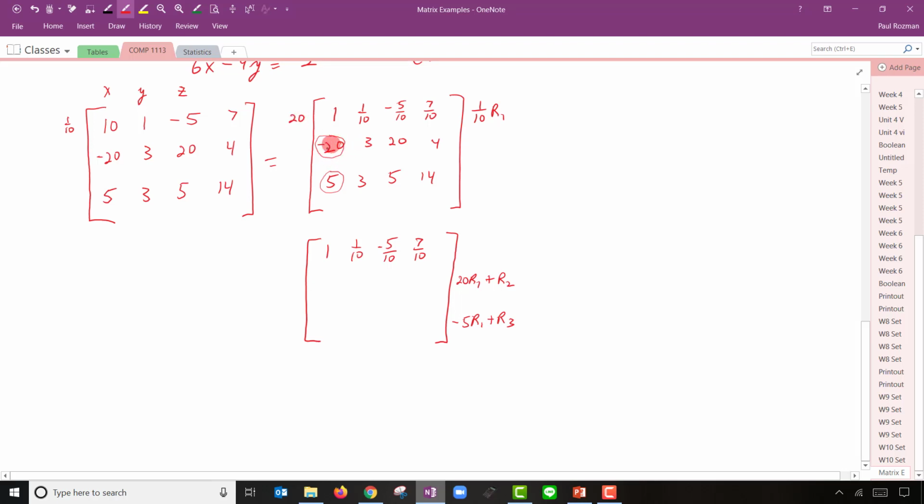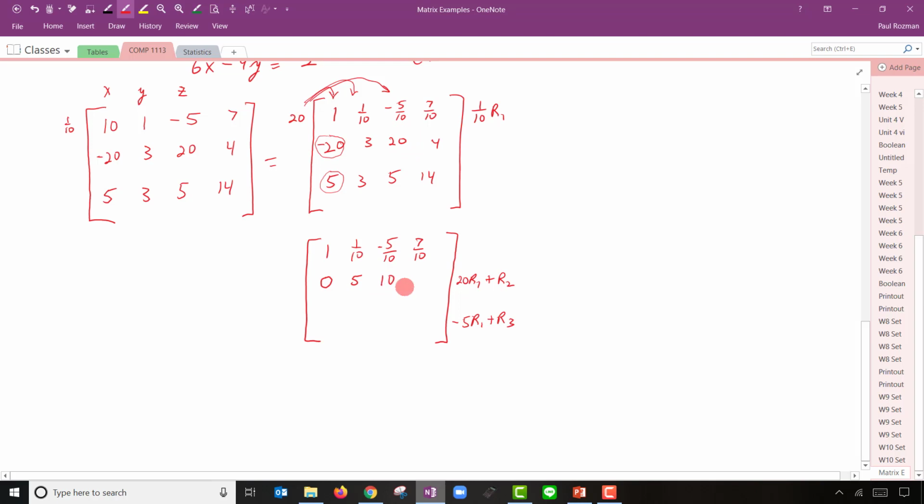Back to killing this negative 20 using positive 20. So 20 times 1 is 20, and 20 plus negative 20 is 0. I put my answer here. I look up here, put my answer down here. Now the next one's going to get a little uglier. So 20 times 1/10, well, that's not too bad. That's 2. And 2 plus 3 gets me 5. Continuing on. Now multiply 20 times negative 5/10. Well, that's negative 10. 20 times negative 5/10 is negative 10, and negative 10 plus 20 is 10.